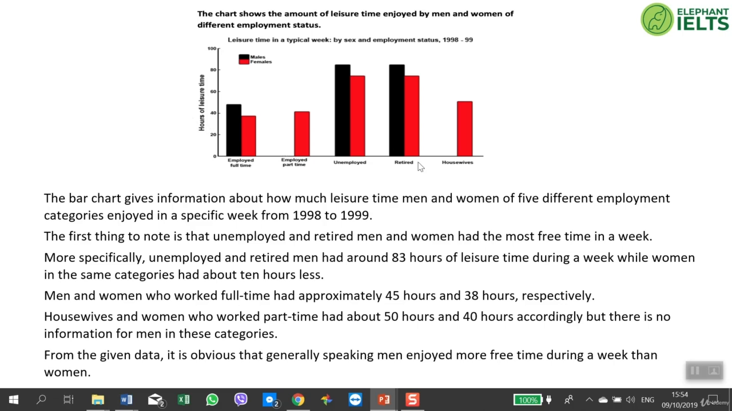Now, of course, we summarize with our conclusion. From the given data, it is obvious that, generally speaking, men enjoyed more free time during a week than women. So we've summarized all the information we mentioned above, and we just check. We have our introduction, the elephant sentence, the main body, with all the categories, with all the data. We have left nothing out. And then we summarize the information so we know we have completed this task 1.